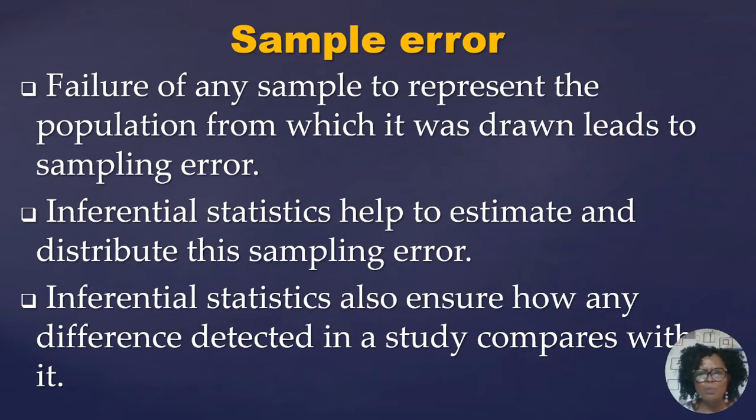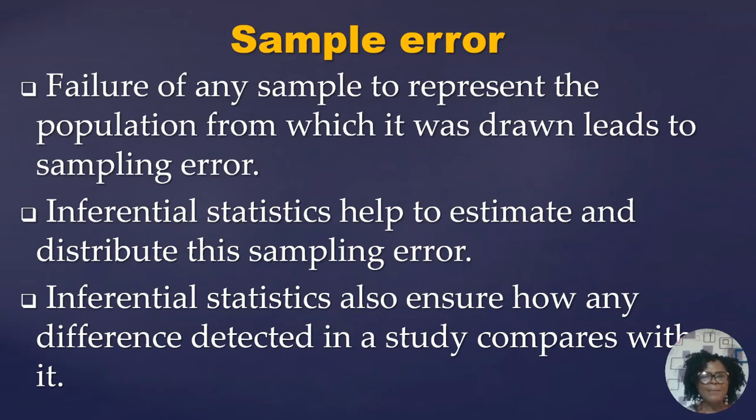Inferential statistics help to estimate and distribute this sampling error. What are we saying? We know that whenever you are sampling, we are not machines. Even machines make mistakes, even worse. So there are provisions for how we can handle this sampling error, to make sure it is reduced in your work.